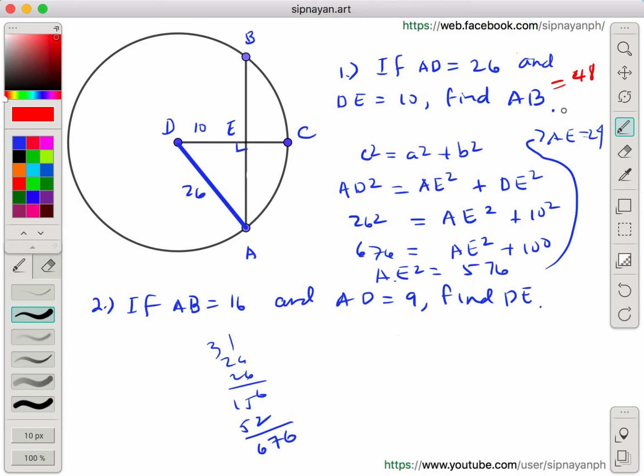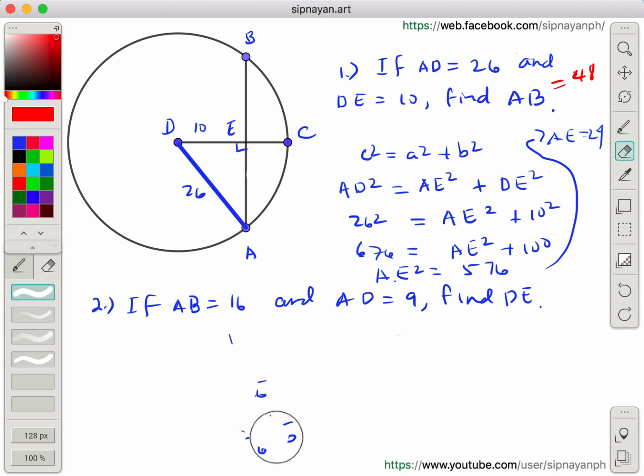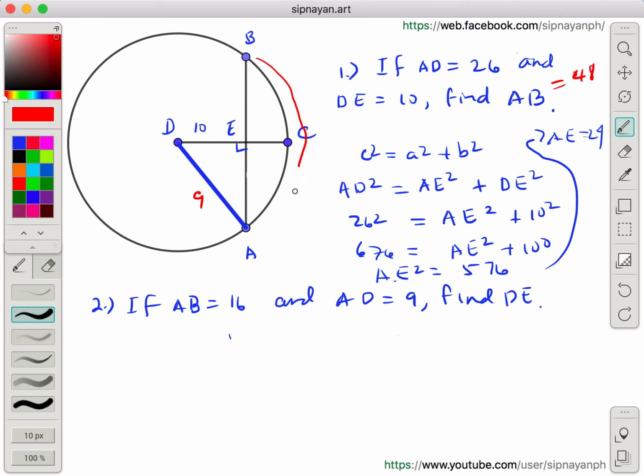Now, for the second problem, ang AB naman ay 16. So, itong part na to 16. At yung AD ay 9. Where's AD? So, AD is 9. I-read natin. And from here up to here is ilan? Magkano? You have 16. No? Meaning, 8 na ito. Kasi from the theorem that we have proved, hati ang dalawang yan. Dun sa 16. So, we are searching for DE.